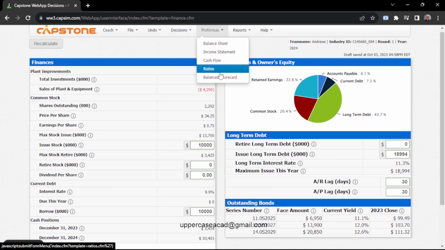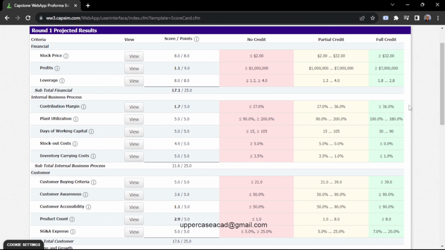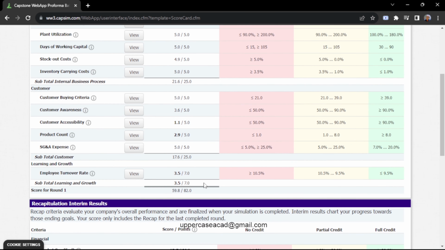So let me check on my balanced scorecard to see if I have improved. So I'll come into my pro forma. If I check on my balanced scorecard, I'm projecting that my score for this round is 59.8 out of 82. So this is good, because this being the first round, we are just focusing on improving and developing our plant, so that in the later rounds we can focus on making profit. So that's it for today, guys.